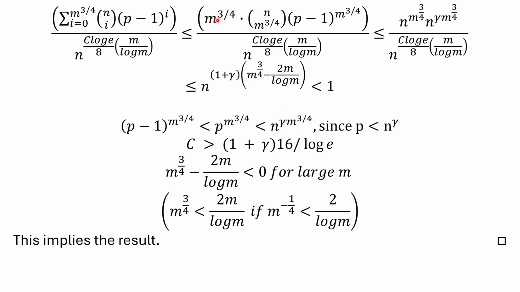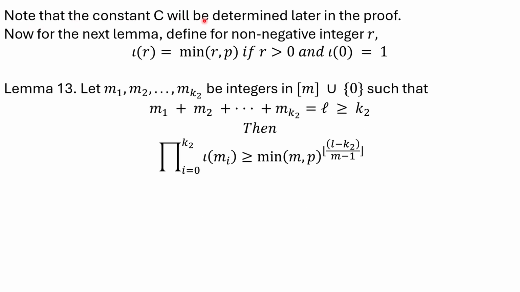We can get rid of the m to the power of 3 quarters because it's small relative to n to the power of m to the power of 3 quarters. We know c is greater than this number right here, so this explains why the denominator is less than 2m divided by log m, and we subtract the power. This number is negative for large m, and we know that m is very large. So this implies the result. Note that the constant c will be determined later in the proof.